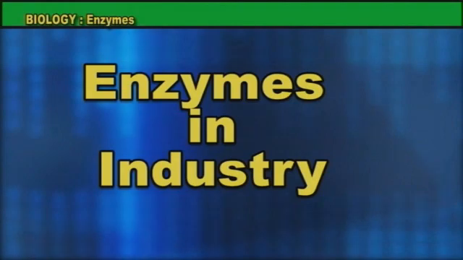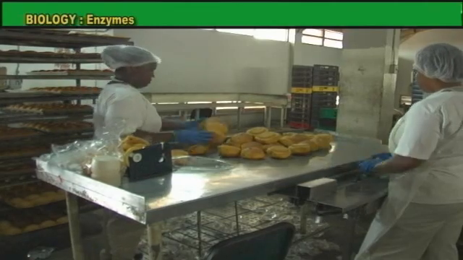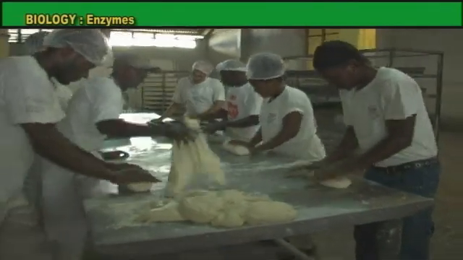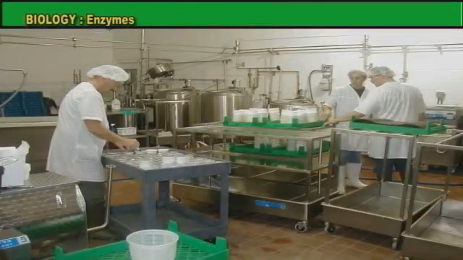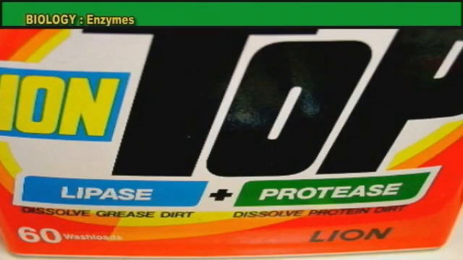Enzymes in industry. The use of enzymes in industry has become very important. In industry, enzymes are used for many processes such as baking bread and making dairy products. Protease and lipase enzymes are also added to washing detergents to remove stains and grease.